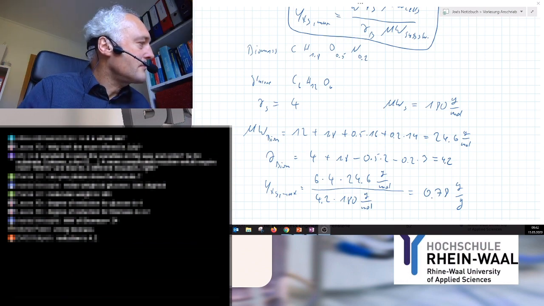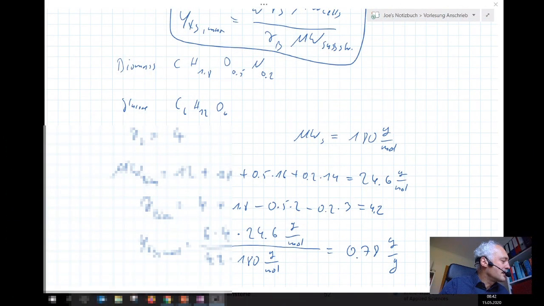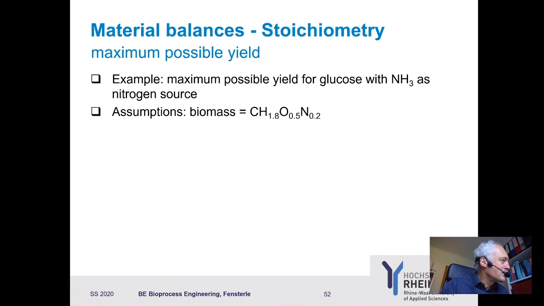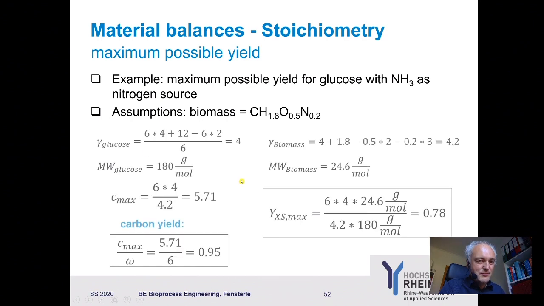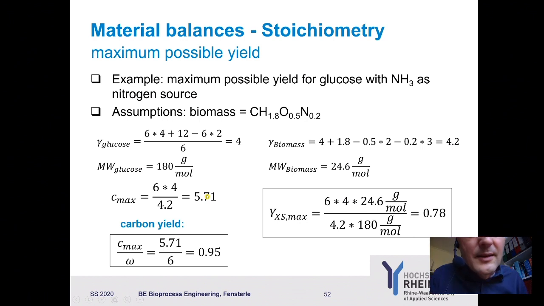Okay, now let's go back to the presentation. Hopefully we see the same result here. And yes, we see, oh, here we also calculate the Cmax. So of course that's then the stoichiometric coefficient, which is 5.71. And what we can calculate is the carbon yield. That's also an interesting term here.